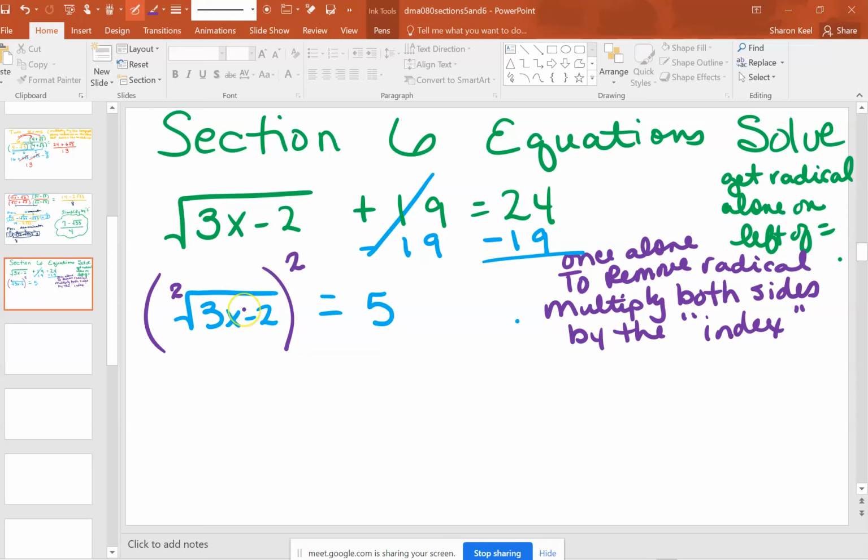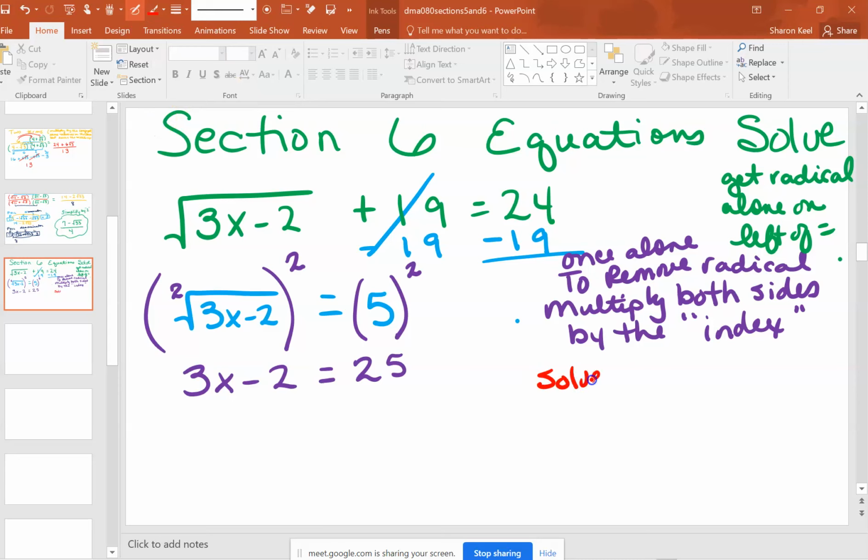The right-hand side of the equation, you're also going to raise to that same power as the index. So now magically, the 3x minus 2 is free from under the radical. 5 squared, 5 times 5 gives me 25. And from here, you just solve for x. It's just like a DMA 80 problem, basic algebra.